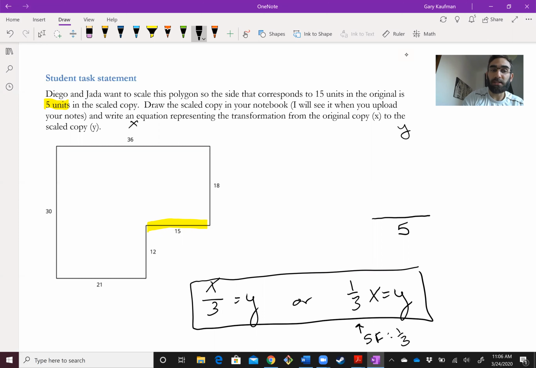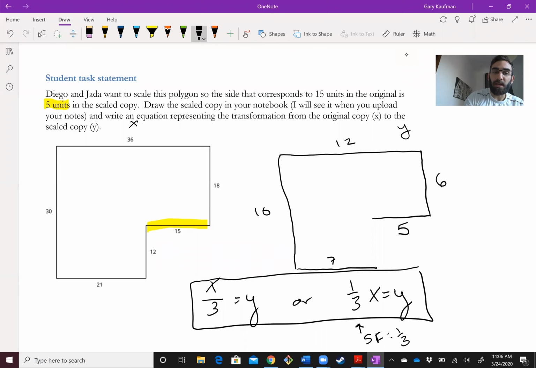So all of a sudden, my side of 18, I could realize, is now going to be 6. My side of 36 is going to be 12. My side of 30 is going to be 10. My side of 21 is going to be 7. And my side of 12 is going to be 4. So there is my scaled copy. There are my equations.